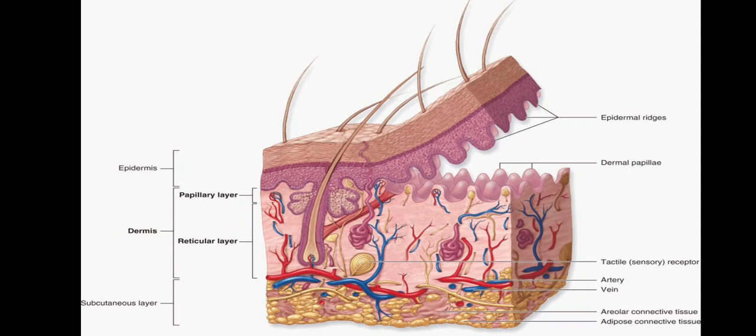So in this representation, you can also see the tactile sensory receptor. As I've mentioned earlier, sensation is also a specific function of the skin. There would also be the artery, the vein, and the areolar connective tissue, the adipose connective tissue, which is present in our subcutaneous layer or the hypodermis.